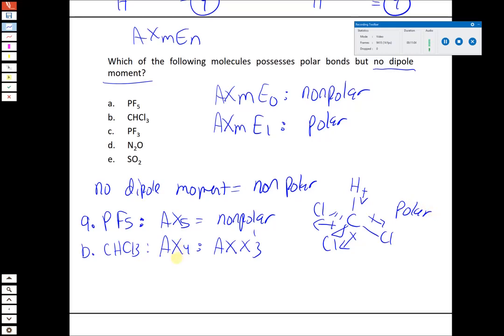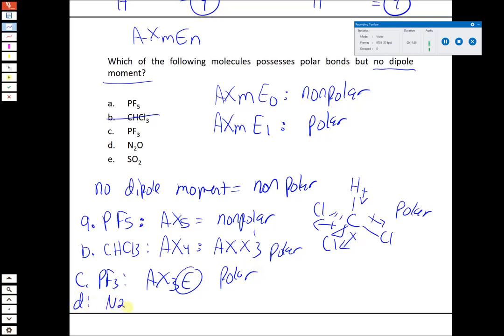So if we called it just AX4, we might be tempted to think it's polar, but it's really two different types of X's, and that makes it polar. Sorry, AX4 would lead us to believe it's nonpolar, but the fact that there are two types of X's makes it polar. So that one has a dipole moment. For PF3, we get AX3E, and anytime there's only one lone pair, it's going to be polar.